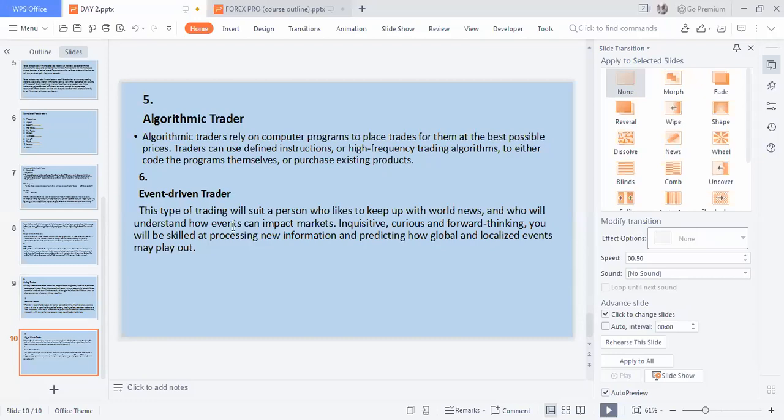Now the next one is event-driven traders. These are traders that keep up to what? To world news. They keep up to world news and they use the news to trade. If you look at this page, it says that they are curious and forward-thinking. You'll be skilled at processing new information and predicting how global and local events may play out. They always watch out for news. Okay, is this going to affect the market? What is the effect of this on that? They are very similar to fundamental traders. That's event-driven traders for you. They are always up to date.